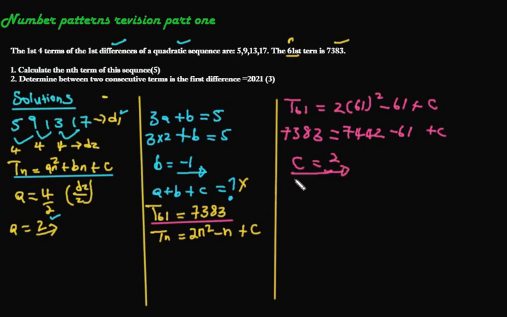Now you have your C. So you've answered the question, because now you know the general formula for that sequence is 2n squared minus n plus 2. Now you have your 5 marks.